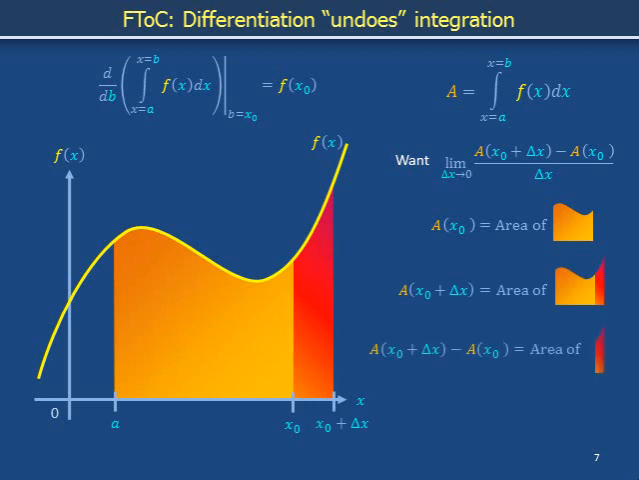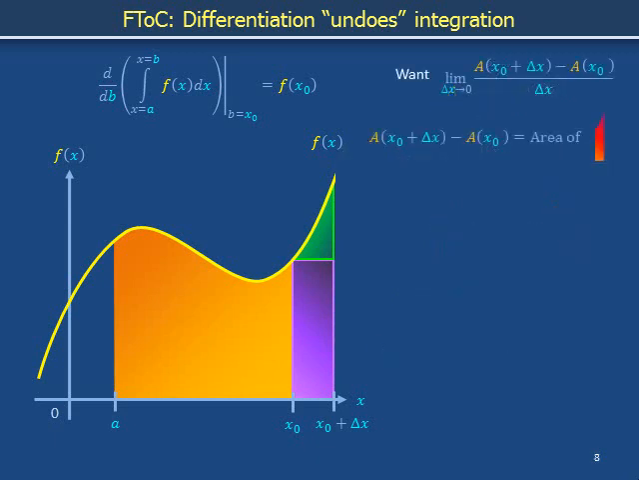The difference between the area evaluated at x naught plus delta x and the area evaluated at x naught is the area of the sliver shaded in red, which can be thought of as the area of this purple rectangle and this green wedge.